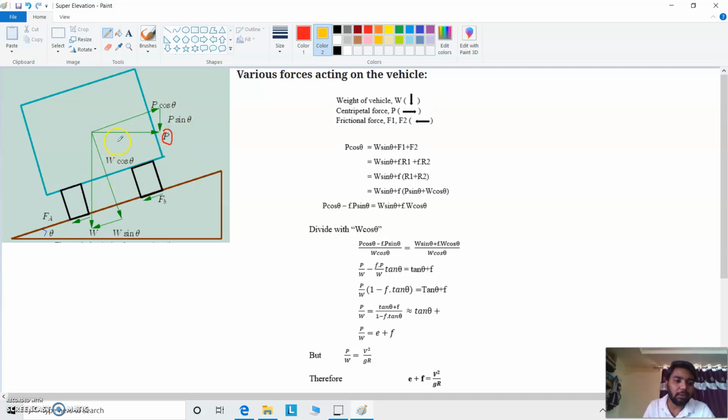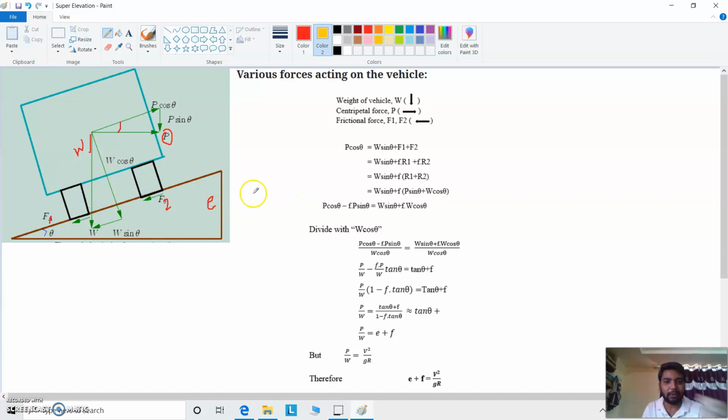Once the body is tilted, we will have a certain angle, and that is considered to be P cos theta. Similarly, the weight of the body is acting vertically, that is W. Once it is tilted, it is considered to be W sin theta, right? And similarly, the frictional forces acting on the wheels, that is F1 and F2, are considered right here, with the super elevation E provided.